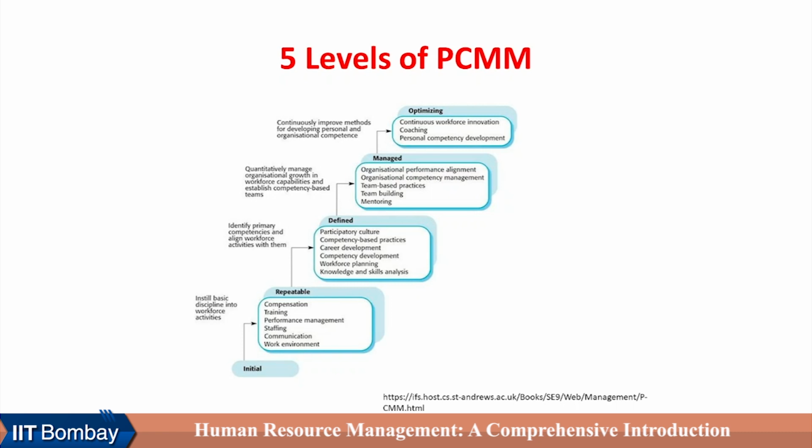So, from the initial level to the repeatable level, the organization has to have clear processes and systems about these 6 activities or HR functions.